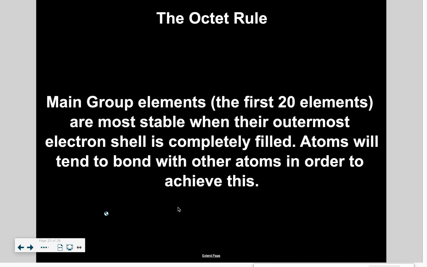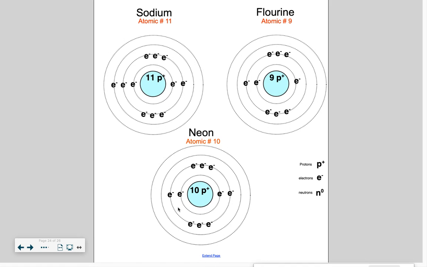Now, don't get confused here. I'm bringing neon into the mix because I want you to take a look at neon for a minute. Neon has atomic number 10. So it has 10 protons. Great. It's got 10 electrons. Awesome. Where do those electrons go? Well, 2 go in the first shell and 8 go in the second shell, right? And that's it. We're done. And neon is like, awesome. I'm happy. I have a complete outer shell. My second shell is filled with 8 electrons. Neon is a very content atom.